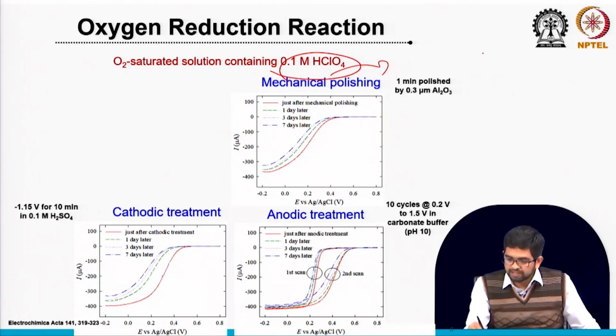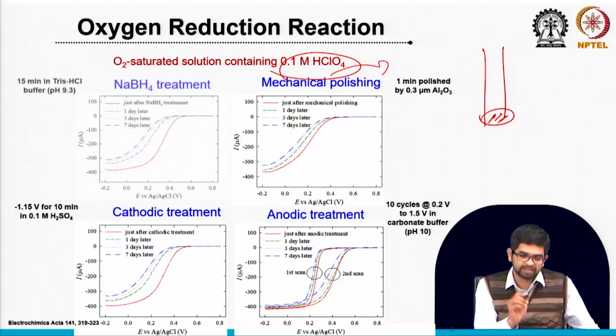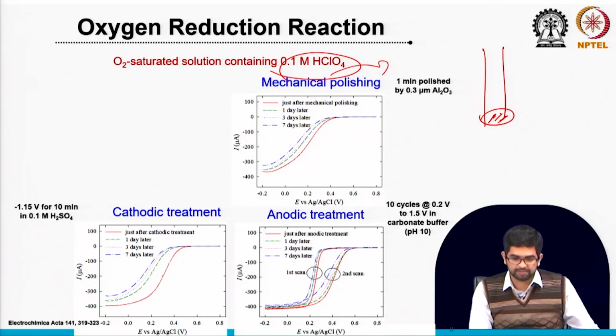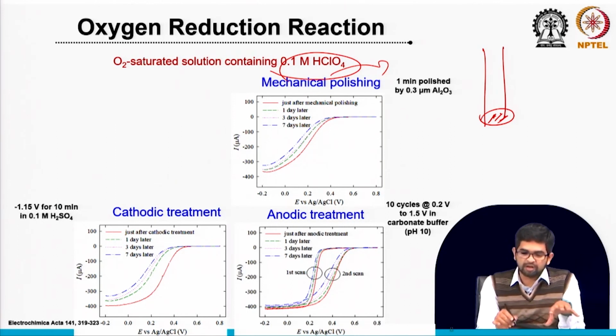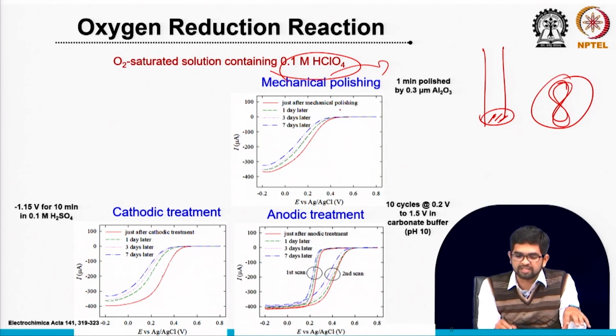Let's see. First, as I told you, you have the platinum disc electrode, and this disc electrode we can first use for mechanical polishing, cathodic treatment, anodic treatment, and then we will compare with sodium borohydride treatment. Let's skip the sodium borohydride treatment first. First I want to show you the other treatments. In mechanical polishing, we have to polish the electrode on a pad, clean it, and then check the oxygen reduction reaction. You can see this one just after the mechanical polishing.